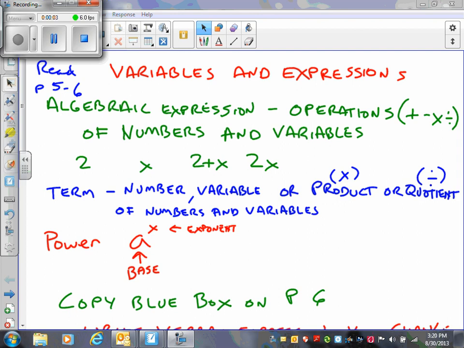So today's lesson is Chapter 1, Section 1, Variables and Expressions. We need to read pages 5 and 6.